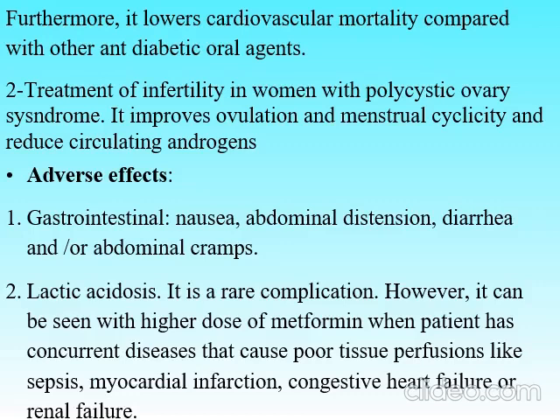Treatment of infertility. The second use of metformin is in treatment of infertility in women with polycystic ovary syndrome. It improves ovulation and menstrual cyclicity and reduces circulating androgens.